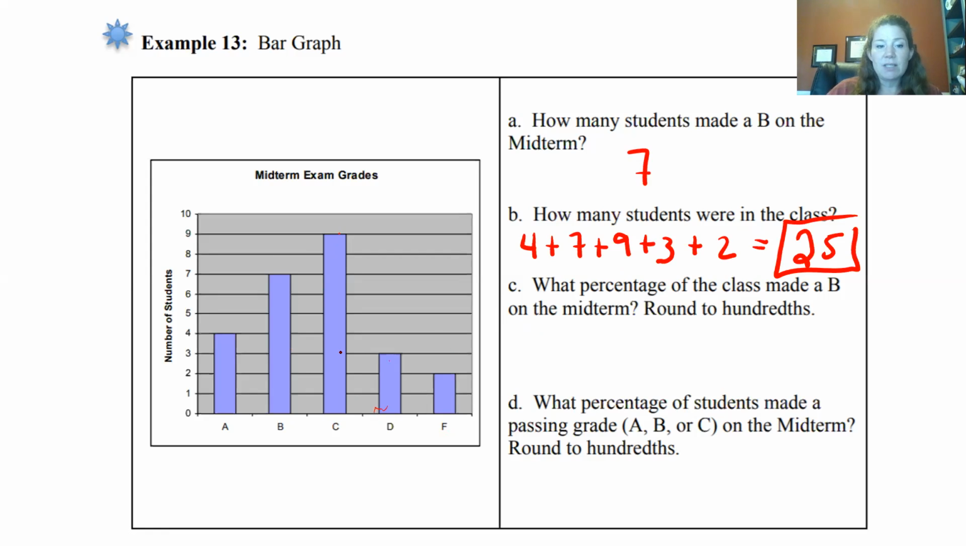The next question is, what percentage of the class made a B on the midterm? Well, out of 25 students, 7 made a B. So I have 3, 5, 35, and that would be a 7. So that'd be 49, and then 10 would be a 1. So the decimal is 3.57, but it wants a percent, so we're going to move the decimal 2 places.